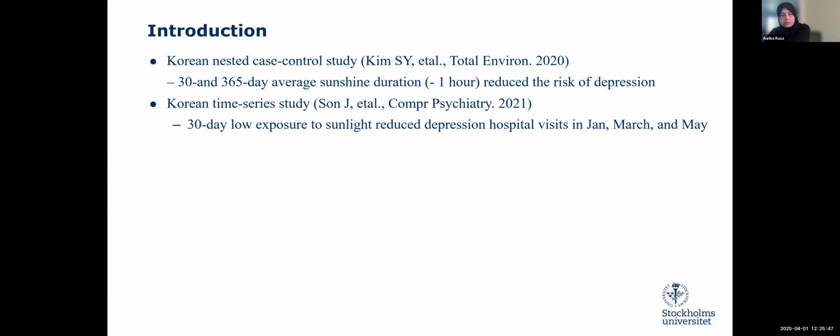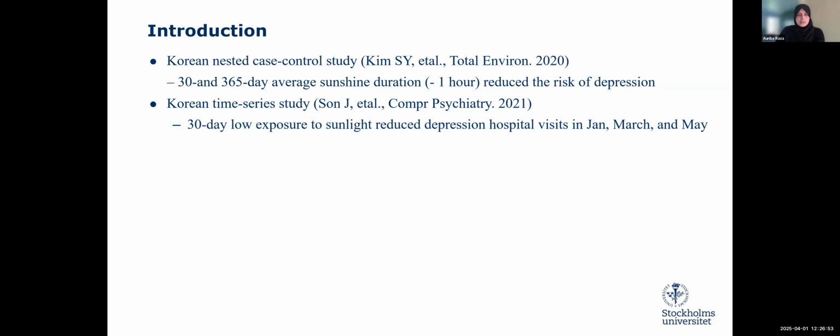Just a brief look at what is in the literature. There are not many studies, at least when I started working on the grant application, on the associations between global radiation, sunlight or sun duration, and depression. The findings were a bit inconsistent, even for studies from the same setting. A Korean nested case control study used duration of sunshine as exposure and observed that long-term shortened duration of sunshine was associated with increased risk of depression. Another Korean study, which used time series data, observed that a 1 month cumulative exposure to a low amount of sunlight had a significant effect in reducing hospital visits due to depression, specifically in the months of January, March, and May.